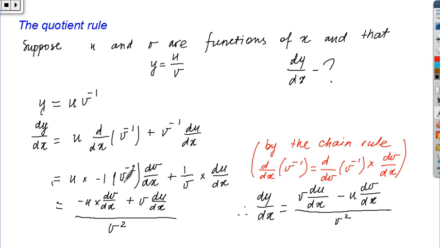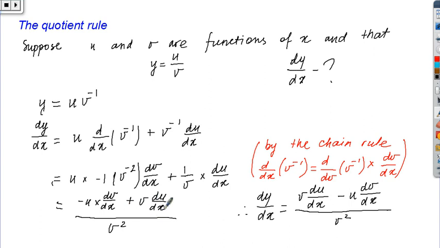And now u times minus 1 gives you minus u. V to the power of minus 2 is 1 over v squared times dv by dx, again plus this second term. If we would like to write it as a fraction, we need to bring two terms to the same denominator, v squared. So from the first term we have minus u times dv by dx, plus v, because we have to multiply top and bottom of the fraction by v to get v squared here. So we have v times du by dx.